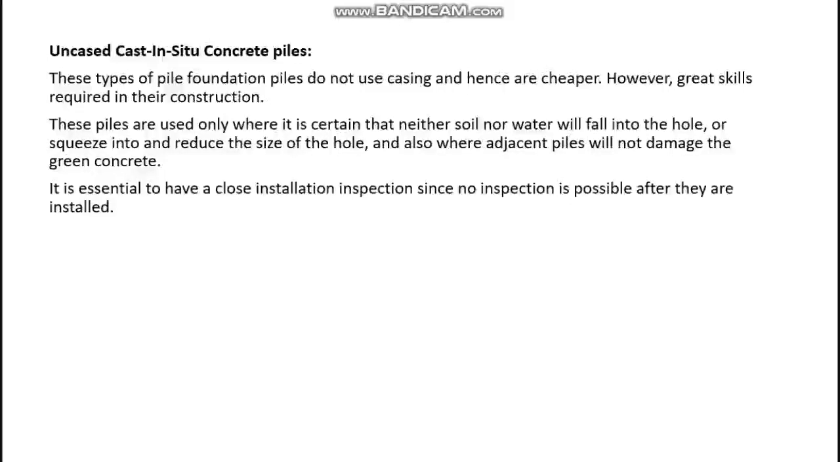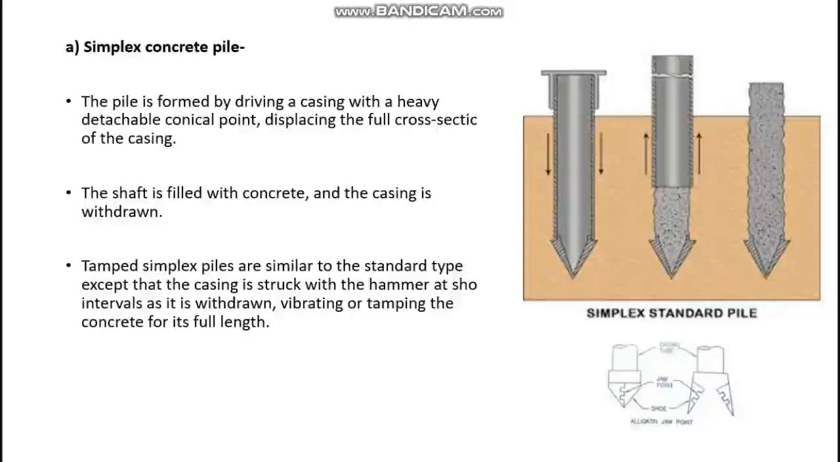So let us see one example of uncased cast in situ piles. So the first one is a simplex concrete pile. In this one we can see the pile is formed by driving a casing. Okay, there is this casing with a heavy detachable conical point. So this conical point is an important member which defines this kind of pile. So the shaft is first filled with concrete and the casing is withdrawn.